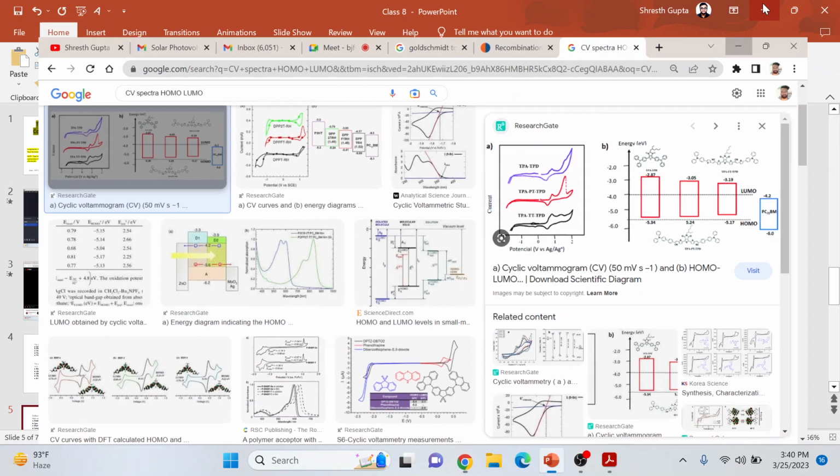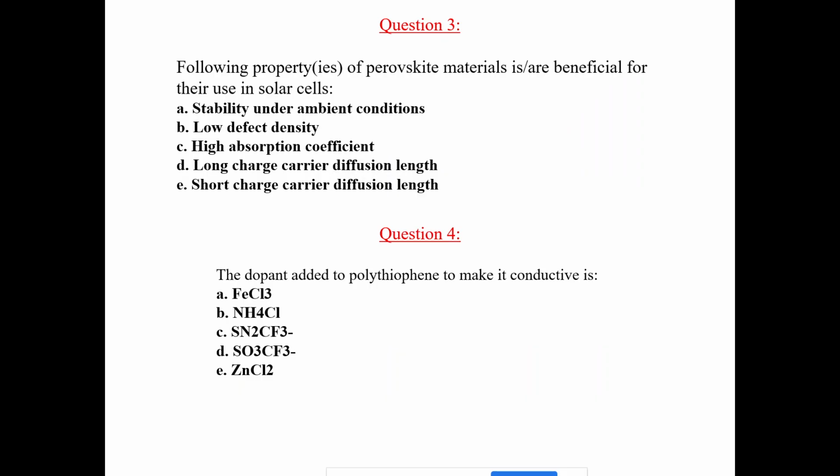I don't know whether you're able to understand or not, but I just wanted to give you a taste or a flavor, or at least make you familiar with terms like CV spectra or UPS spectra, and what is band gap and how do we choose a material to dope. In perovskite, this is how it works.